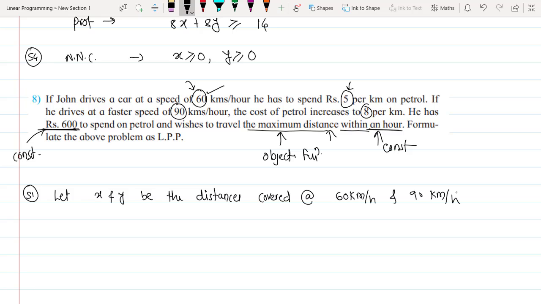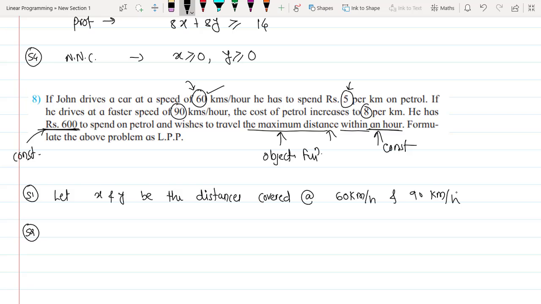Why have I taken x and y as distances? Because I want to have the maximum distance. So what is my decision variable? The distance will be my decision variable. Okay, so I hope you are getting this. Great. Now find the respective times. So what is step number 2?